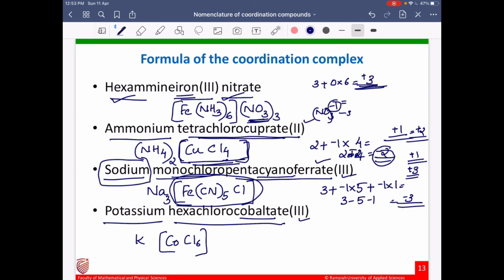Cobalt has a charge of 3, as given here. 3 plus -1 into 6, because the chloro group has -1 charge. So 3 minus 6 is -3. In order to counteract this -3 charge of the complex ion, potassium should provide +3. But potassium has +1 for a single ion. So how many potassium ions are required? 3. So the formula will be K3[CoCl6].